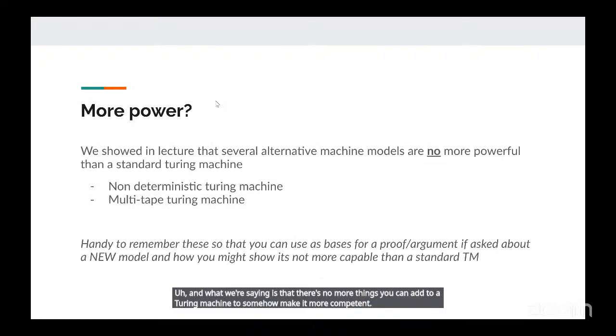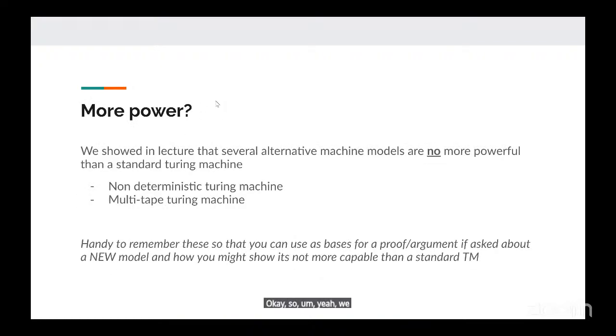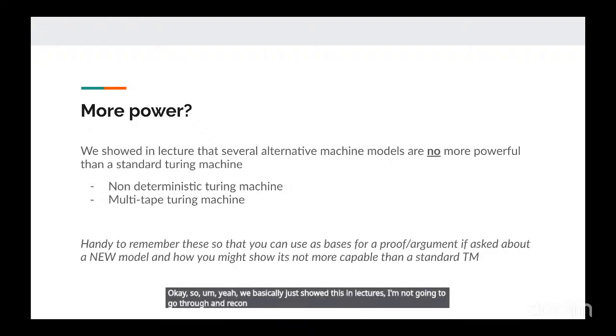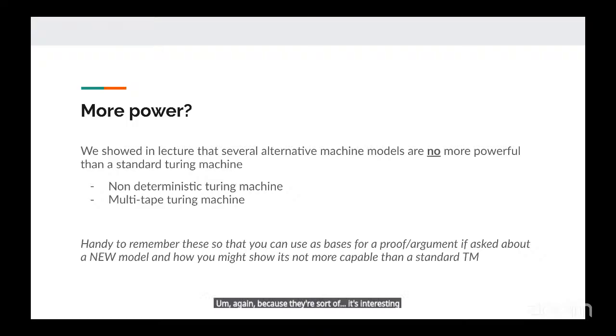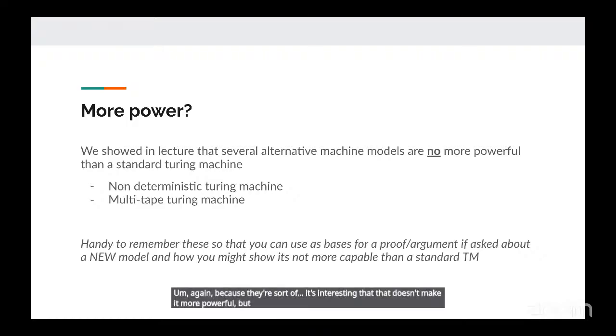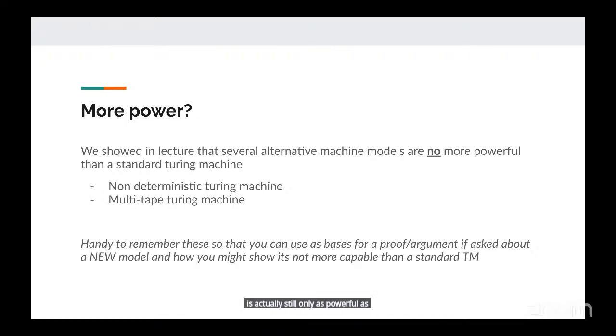Okay, so yeah, we basically just showed this in lectures. I'm not going to go through and reconstruct these, but two machines that are interesting to think about, again, because it's interesting that that doesn't make it more powerful, but also useful for proofs potentially, is the fact that a non-deterministic Turing machine is only as powerful as a deterministic Turing machine, and also that a Turing machine that has suddenly more than one tape head is actually still only as powerful as a single Turing machine.